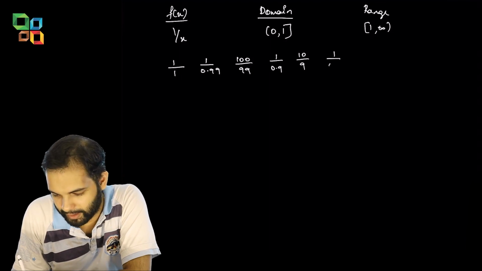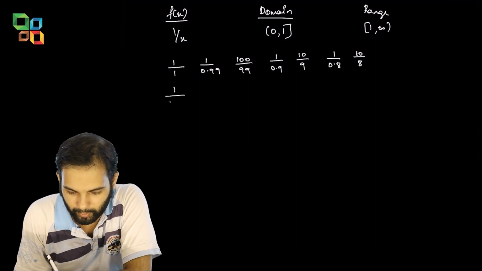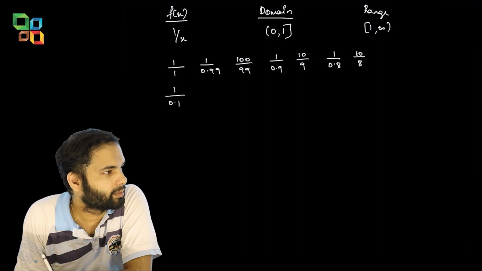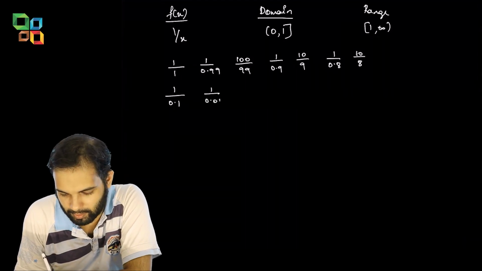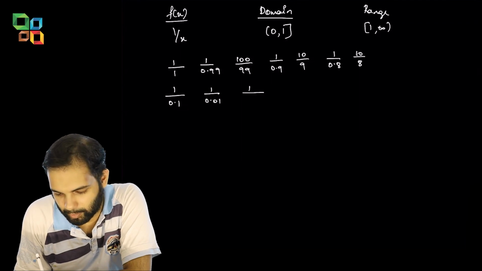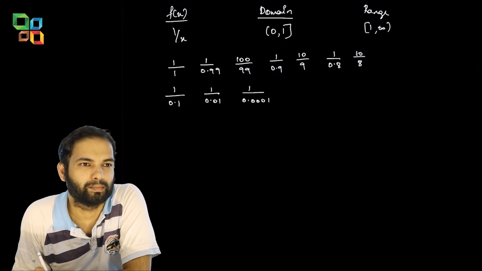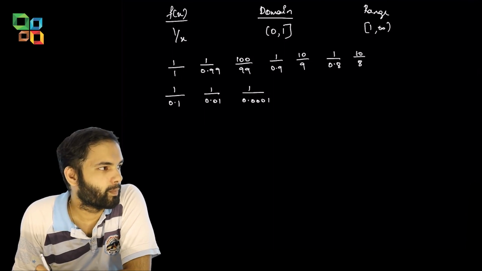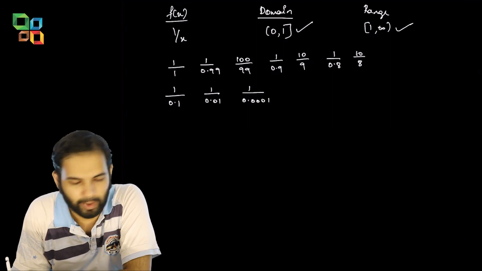If I take 1 by 0.8, 10 by 8, still greater. So you can continue like this, and you can go to 1 by 0.1. What is this? 10. 1 by 0.01 is 100. And you come closer to 0. As close to 0 as you are, you'll be approaching infinity. That is the logic. So for 1 by x, if I take this as my domain, this is my range.